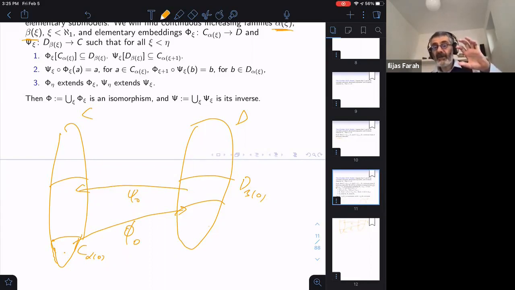What is C alpha zero? It is a separable algebra, which is elementarily equivalent to D. By that universality property of saturated models, there is an elementary embedding of C zero into D, and that is our phi zero. So phi zero is given by lemma one, by the first part of the lemma. Okay, so now we have this image, we find beta zero big enough. And now we just look at the inverse of phi zero.